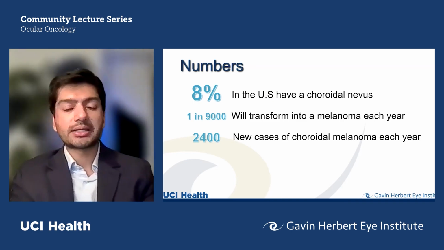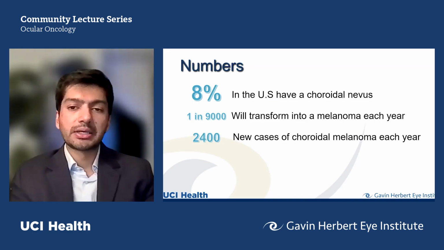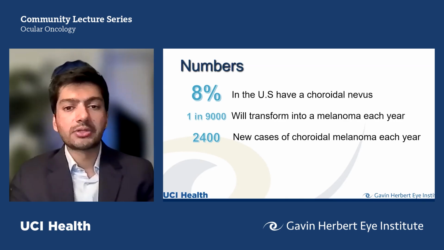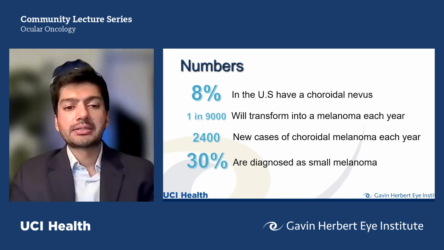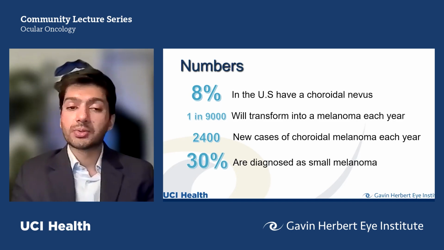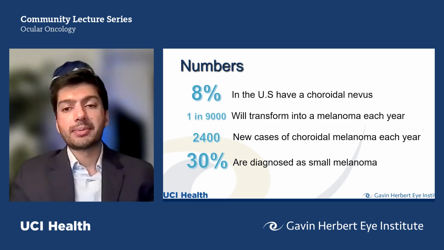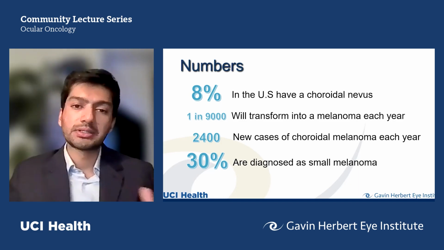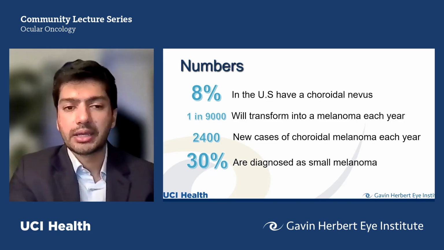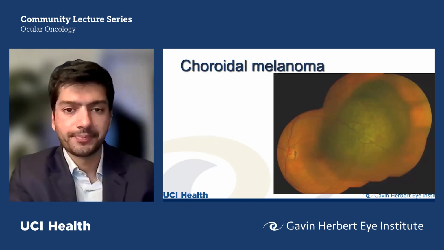When you look at the US in epidemiological studies, there are about 2,400 new cases of choroidal melanoma diagnosed each year. About a third of these are diagnosed when they're small, but that means about two-thirds of them are diagnosed when they're a little bit bigger. And there are all these staging criteria that we take into account to determine the size.